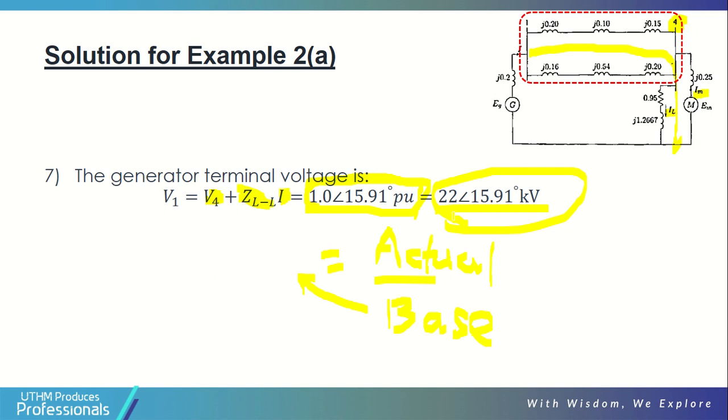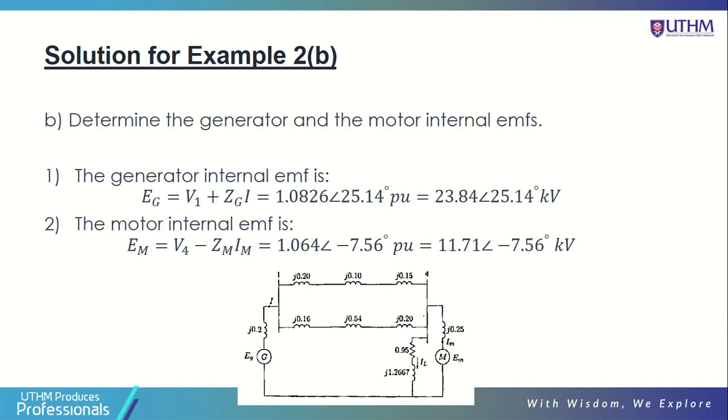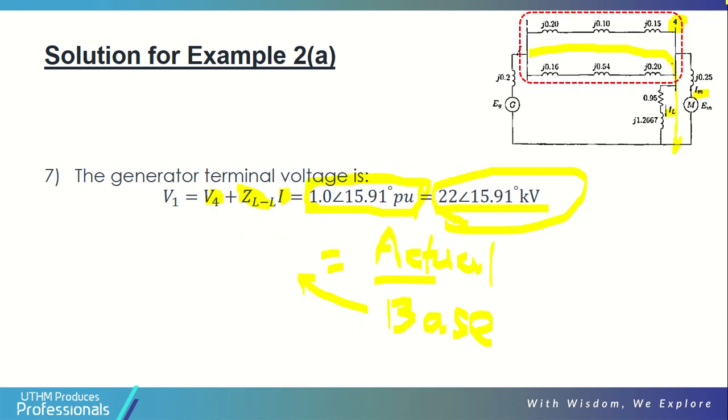Okay, is it clear? Make sure you try to use your own calculator to determine the per unit value and actual value. So this is question number 1. The question asks you to determine the voltage at bus 1. You already calculated the voltage at bus 1. This is the real value. First you calculate the per unit value, then you convert to the real value.